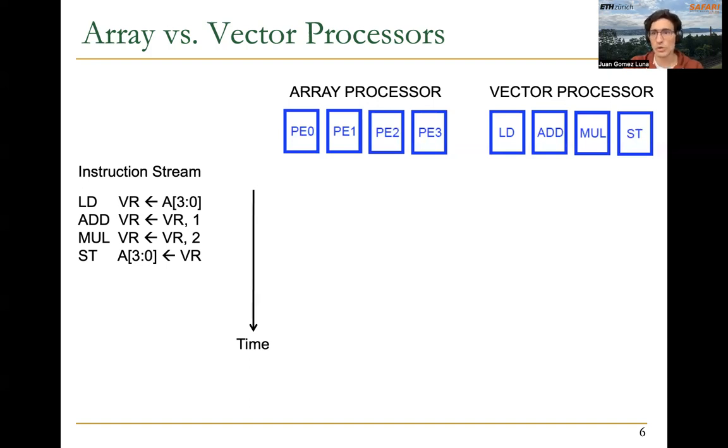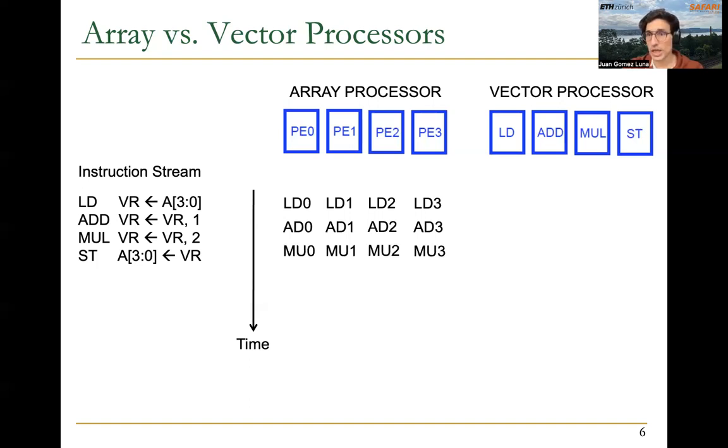So let's first see how we execute this instruction stream on an array processor. Because the 4 processing elements are the same and they are capable of executing different instructions, we can have the 4 processing elements of the array processor performing one of the 4 load operations that come with the vector load in the instruction stream. So that's why P0 takes care of loading element 0, P1 takes care of loading element 1, and so on. After that, they perform an addition. When the addition is complete, they perform a multiplication, and finally, they can store the result back in memory.